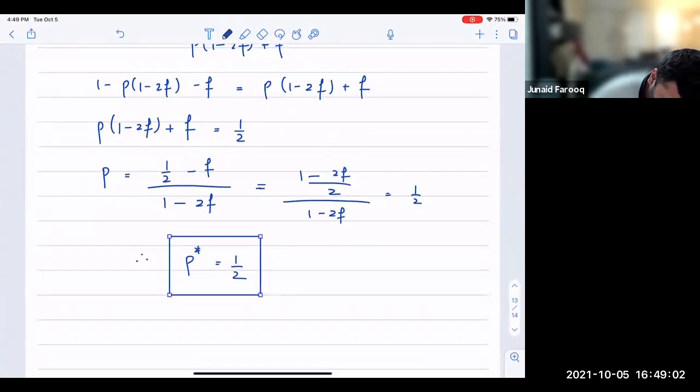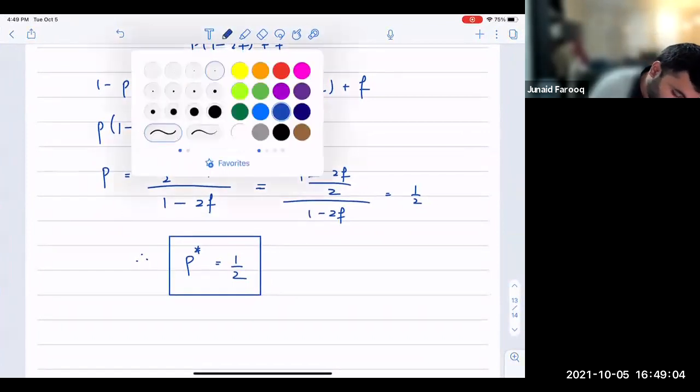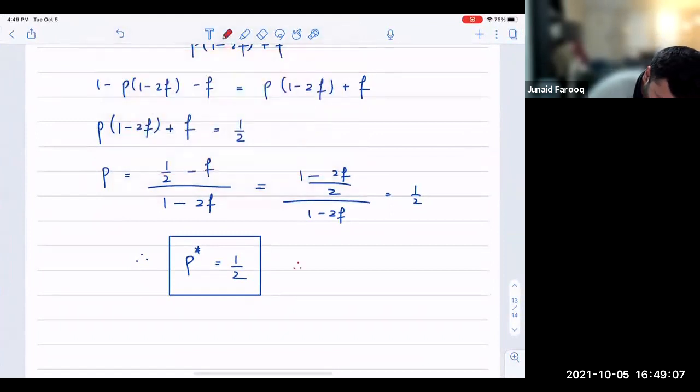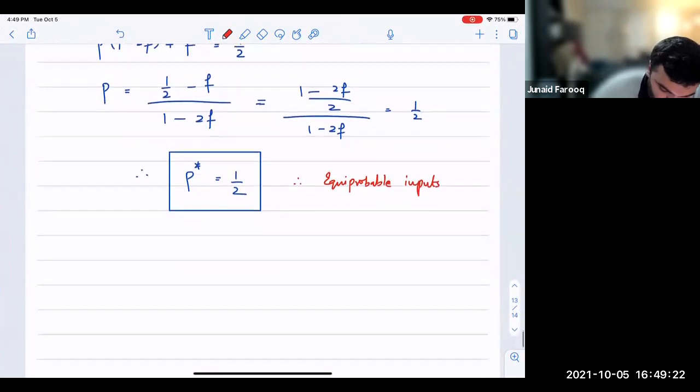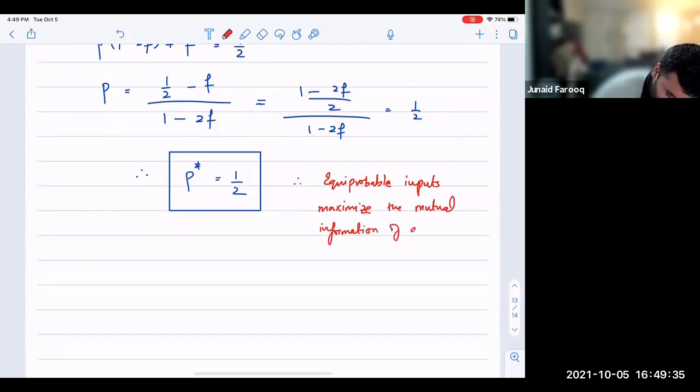So that's the input distribution that maximizes your capacity. Therefore, equiprobable inputs maximize the mutual information of a binary symmetric channel.